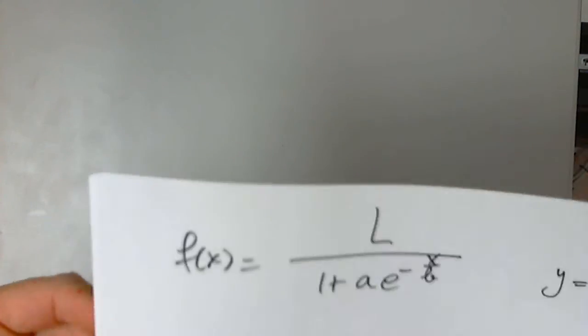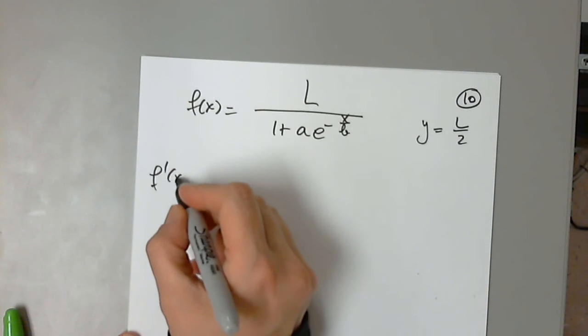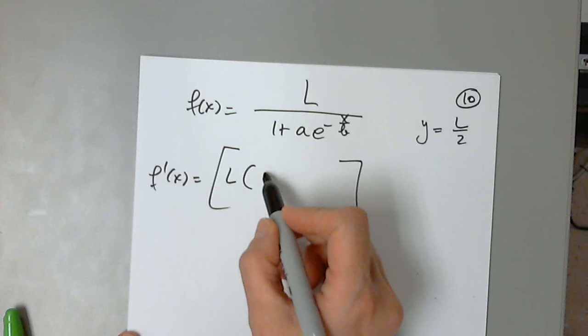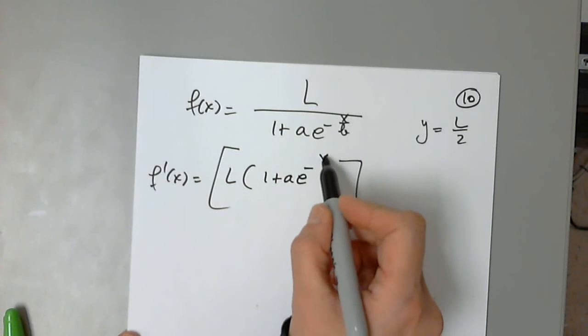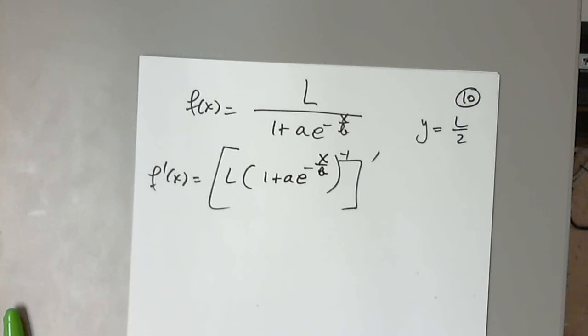Okay, just making sure that I still have paid. Yes, I do. Okay, so f prime. Of course, I'm going to differentiate this: L times (1 plus a e to negative x over b) to negative 1, prime. I'm not trying to avoid the quotient rule. I'm just trying to avoid an unnecessary quotient rule when the numerator doesn't have x in it.